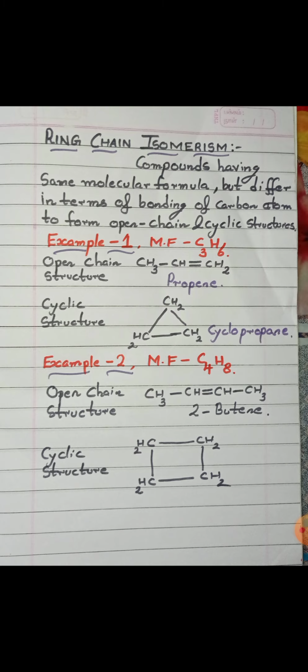Next, the other possible cyclic structure is cyclobutane in the form of a square. CH2, CH2, CH2, CH2. Cyclobutane. That is, the same compound may exhibit as an open chain structure or as a cyclic structure. That is a ring structure.